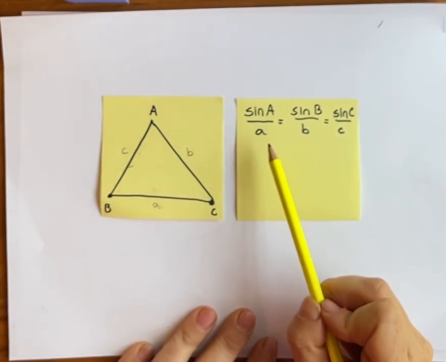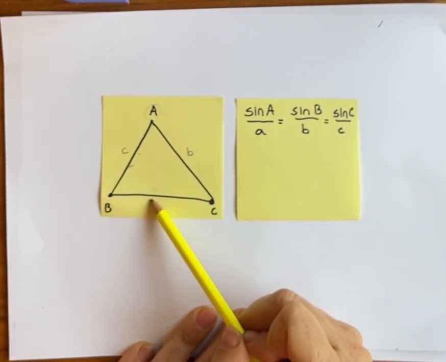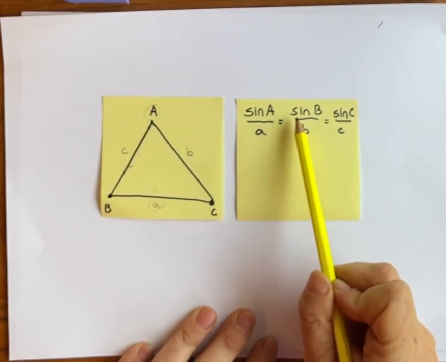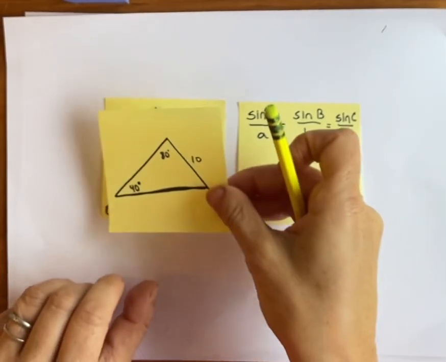And if we do that, we can build three ratios between the sine of the angle and the opposite side. And all of these ratios are equal. So again, we have ratios, and we can use ratios to solve triangles. So let's do that right now.